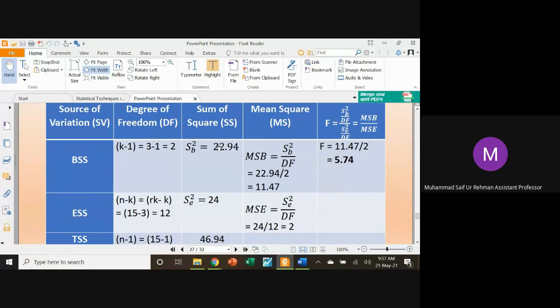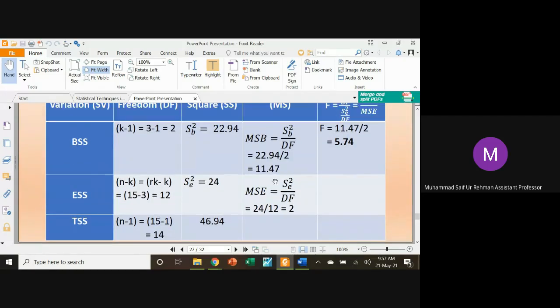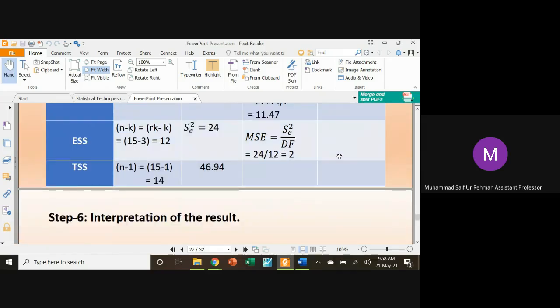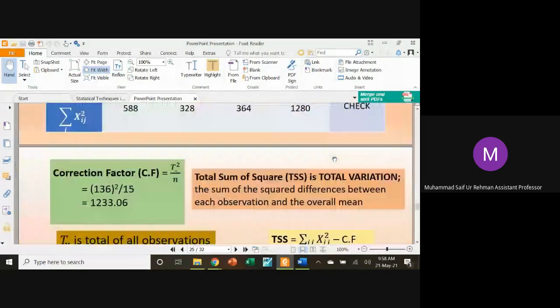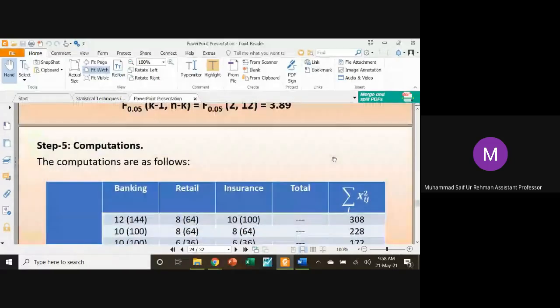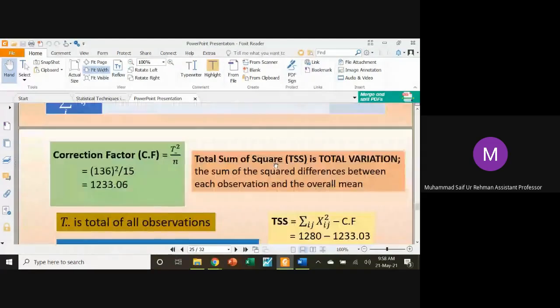So dividing this value with this 2, you will have 11.47, and dividing this value with 12, you will have 2. So now out of these two, you can write down this value as numerator and 2 as denominator. So this is the calculated value for F, and you have to compare this value with the critical value, and we have already found the critical value. So 5.74 is greater than this value. It means that it will be in the rejection region. So what will you do? You will reject H naught.